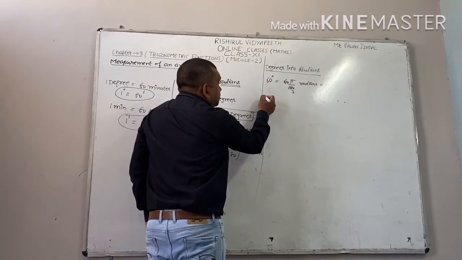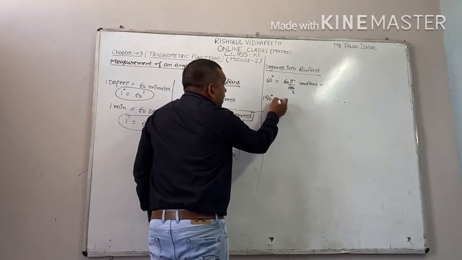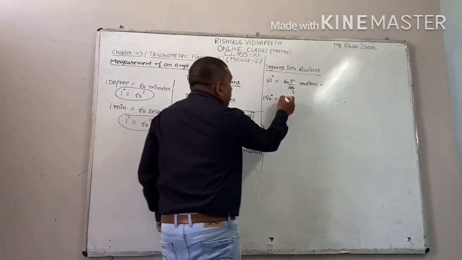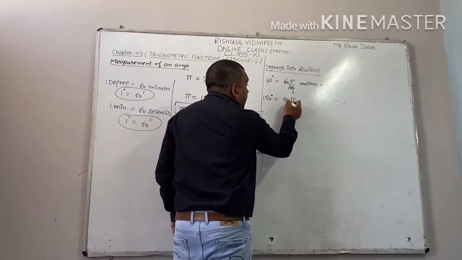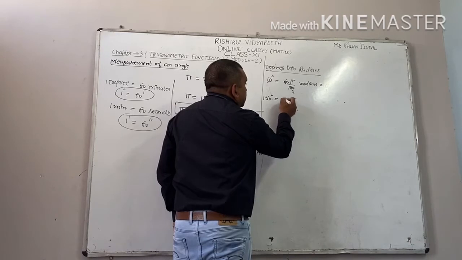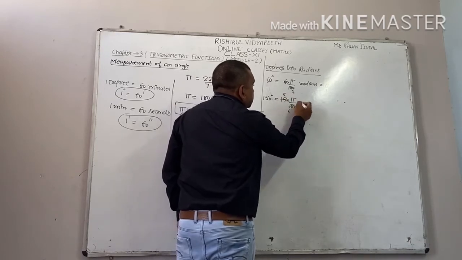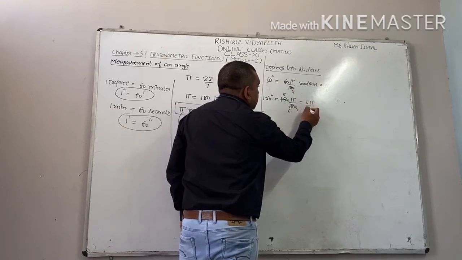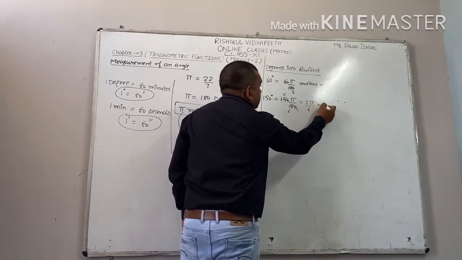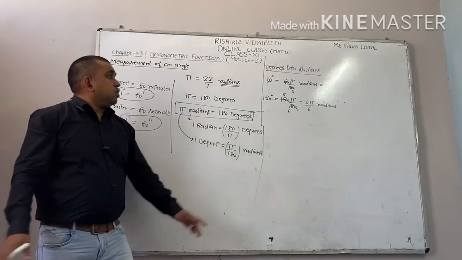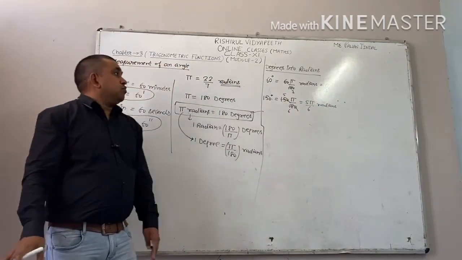Next, 150 degrees. I want to convert 150 degrees into radians. Just again multiply by pi upon 180. 3 5s are 15, 3 6s are 18. Answer is 5 pi by 6. If you are mentioning the unit, it's okay. If you are not mentioning, then there is no problem.